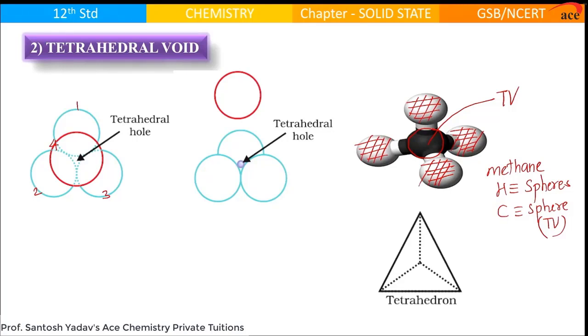Tetrahedral void. So, that was about tetrahedral void. Now, what is the coordination number of tetrahedral void? Coordination number of tetrahedral void will be 4. Why will it be 4? Because it is surrounded by 4 spheres. So, because it is surrounded by 4 spheres, its coordination number is 4.